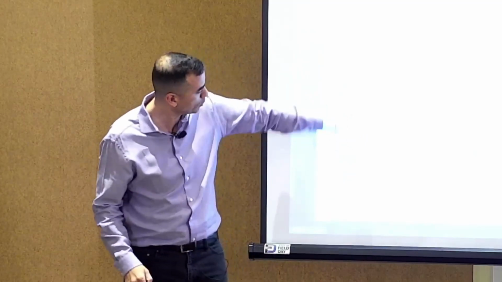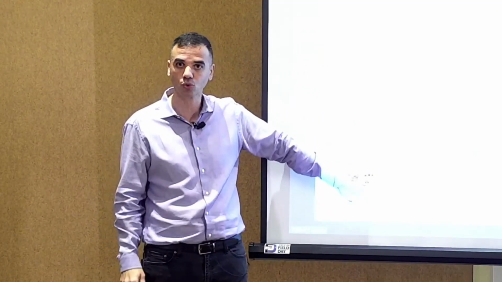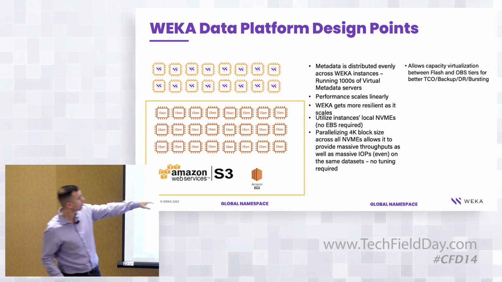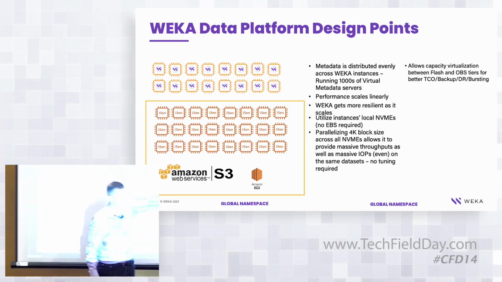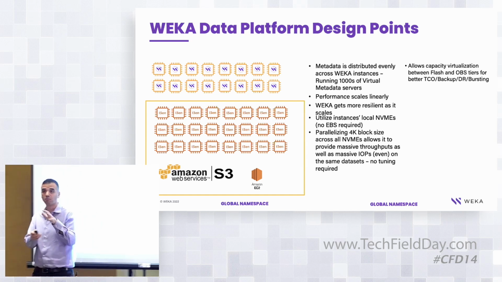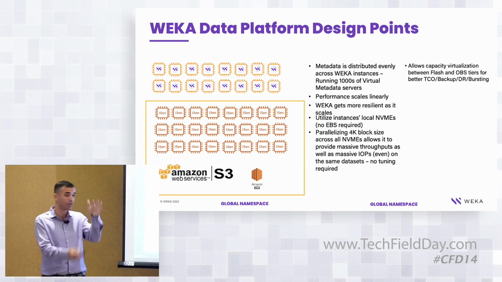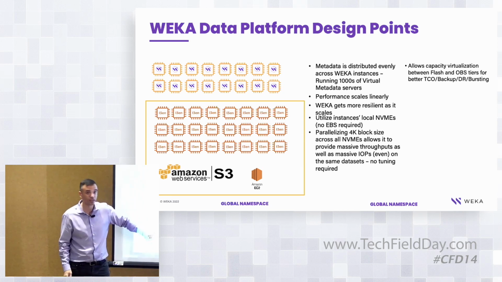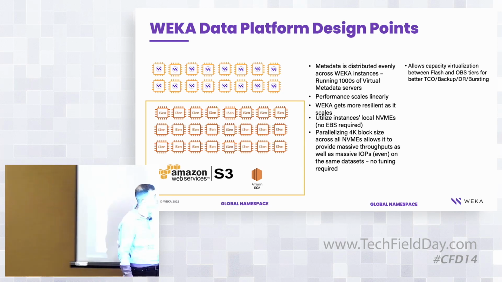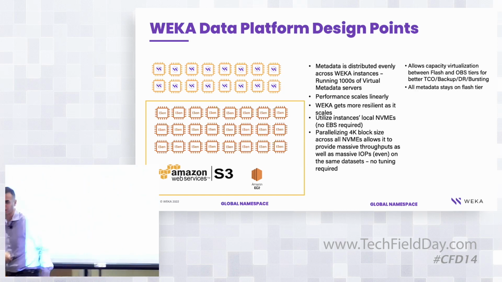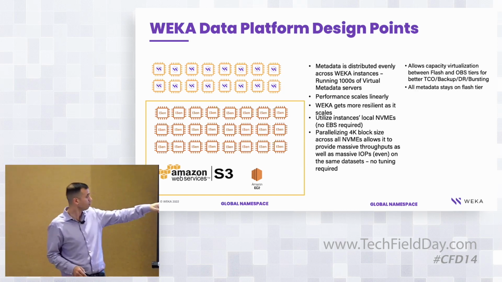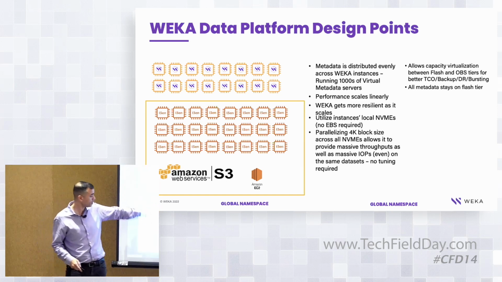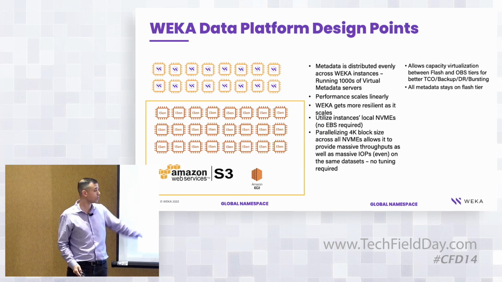So what we allowed when we created that flash and object store coupling is a better total cost of ownership, right? Because now I'm combining my instance capacity and my object store capacity to create petabytes of capacity at an S3 pricing scale. It also allowed us to create backup, DR and bursting, and if I have time, I'll show that as well. As we mentioned, all metadata always stays on the flash tier.